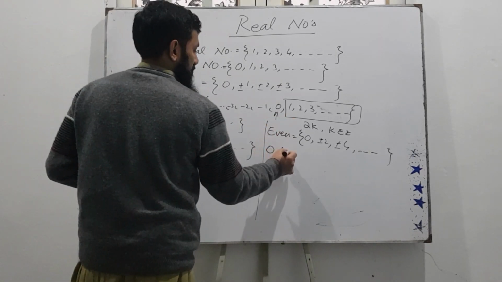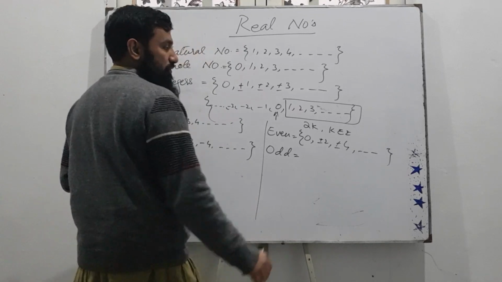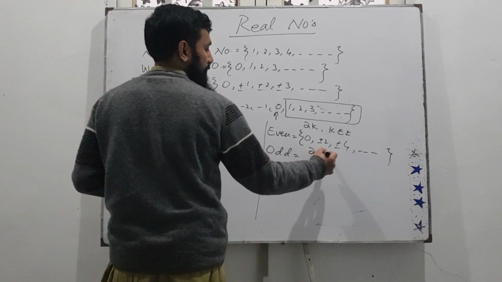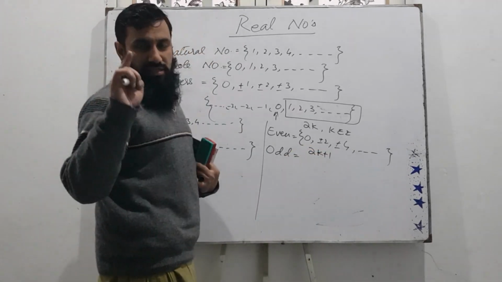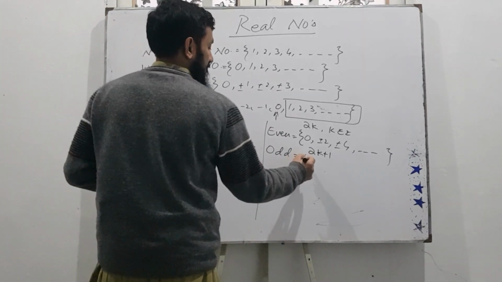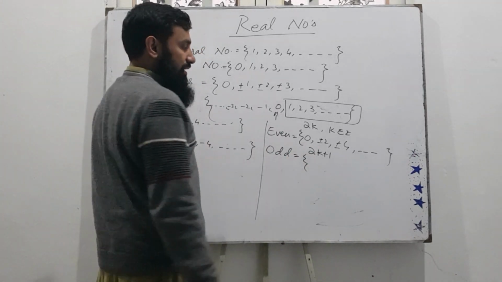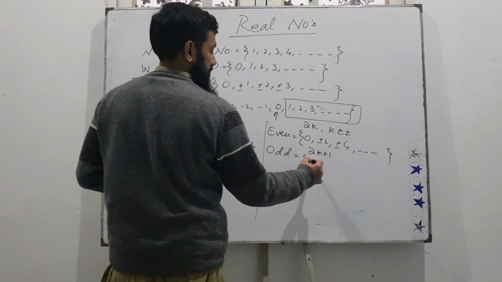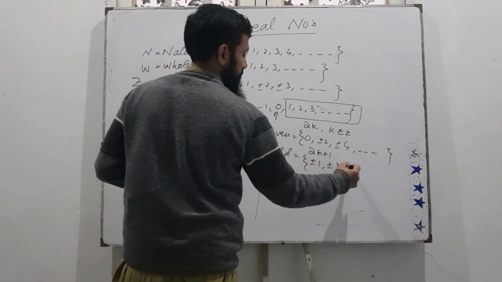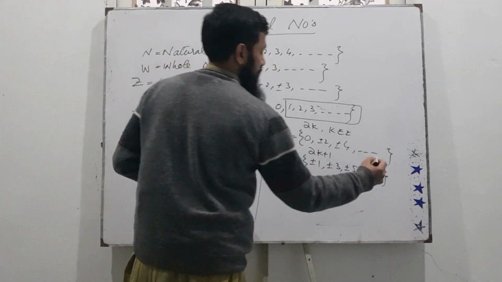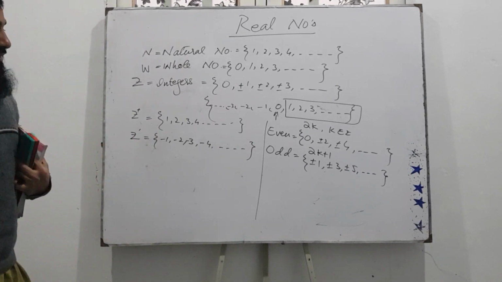Same is the case with odd numbers. All those numbers which can be written in the form of 2k plus 1, where k is still an integer, then we will see that all the numbers will be like this: plus minus 1, plus minus 3, plus minus 5, and so on. These are the set of odd numbers.